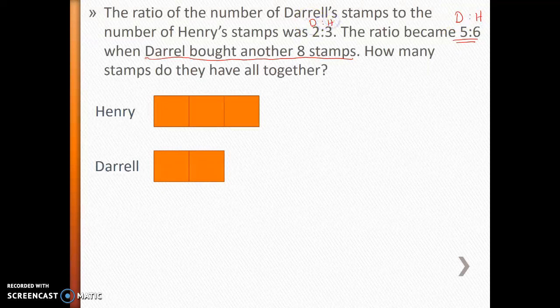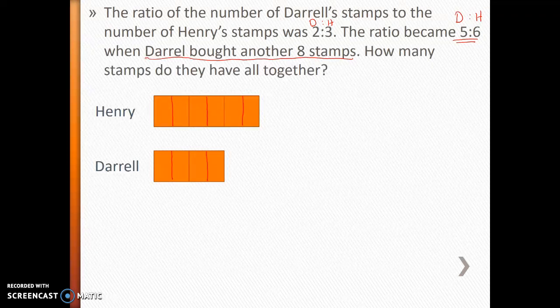So Henry has 6 units after the change. We can look at his bar model and make it have 6 units really easily, because we're just going to subdivide into 6. If we subdivide Henry's units into 6, we have to subdivide Daryl's into 6. What we've done is make an equivalent ratio with the before situation by multiplying both people's number of units by 2. Henry went from 3 to 6, and Daryl went from 2 to 4.